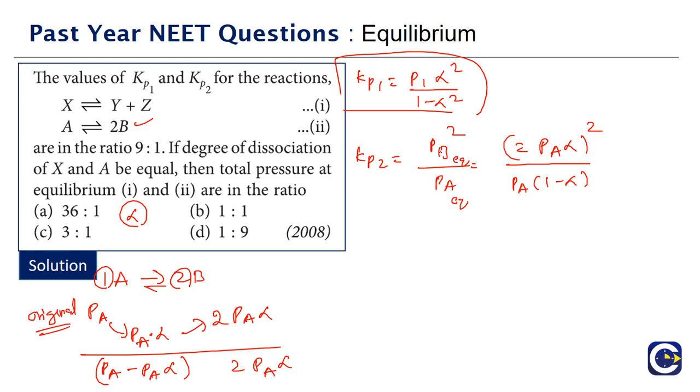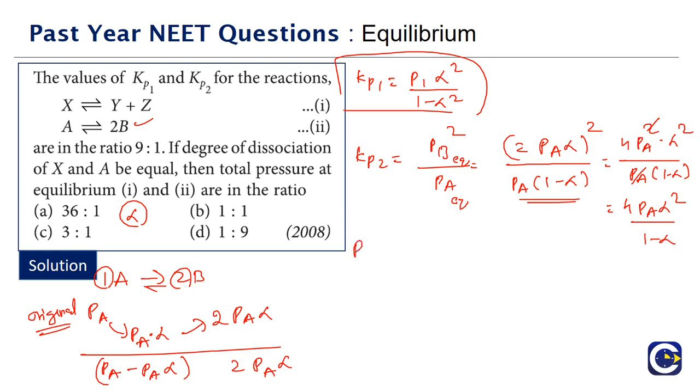Here in this formula, pressure of B at equilibrium power 2 divided by pressure of A at equilibrium. What is the pressure of A at equilibrium? Pa minus Pa into alpha. We take Pa common out, which gives Pa into 1 minus alpha. So this is 4 times Pa square into alpha square by Pa into 1 minus alpha. One Pa is cancelled. So it is 4 times Pa into alpha square by 1 minus alpha. Here also we don't have Kp2 in terms of the total pressure. So we have it in terms of Pa, the original pressure of A.